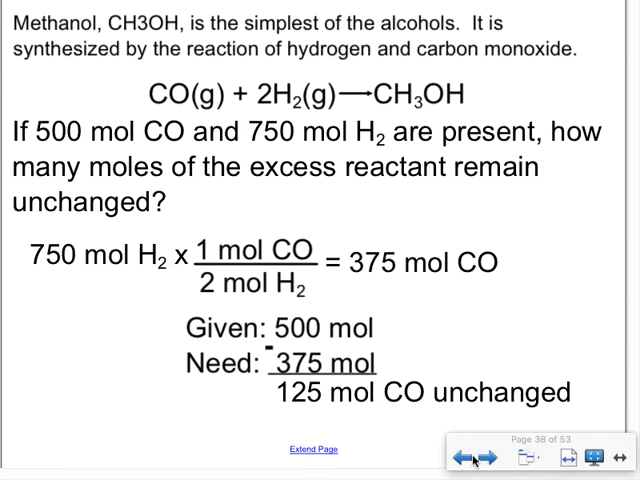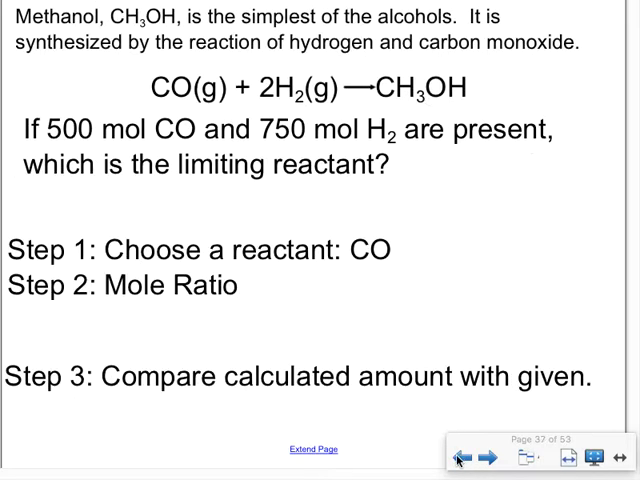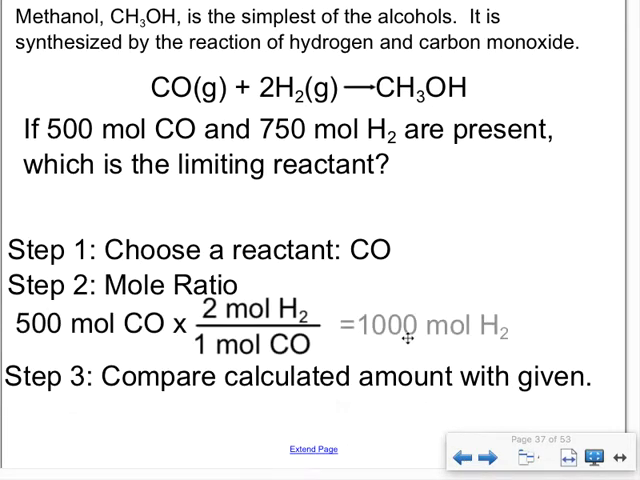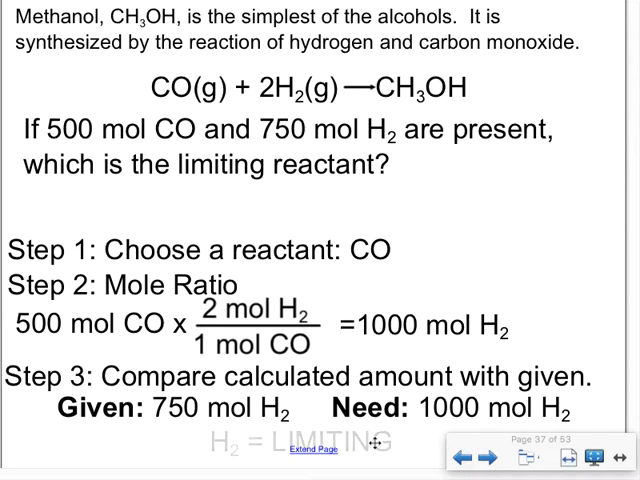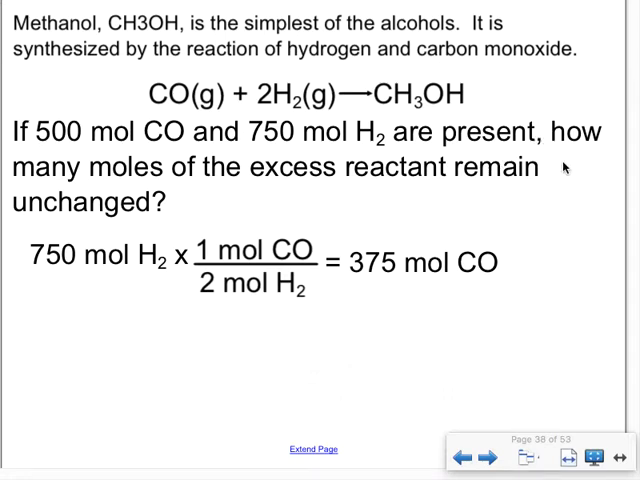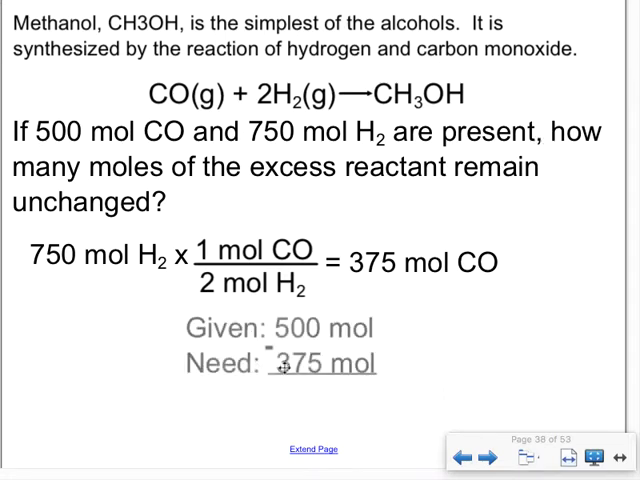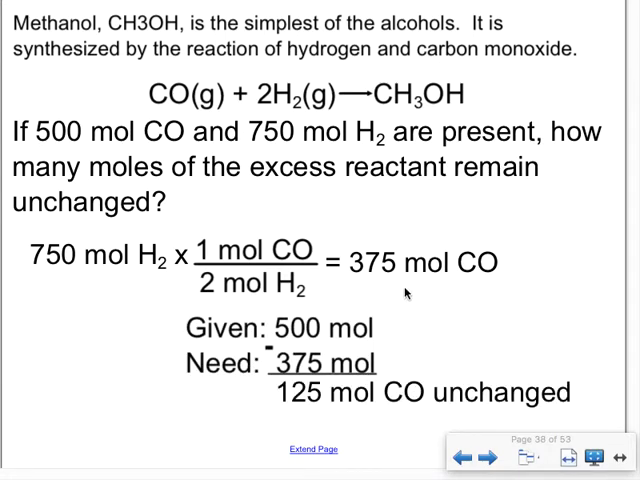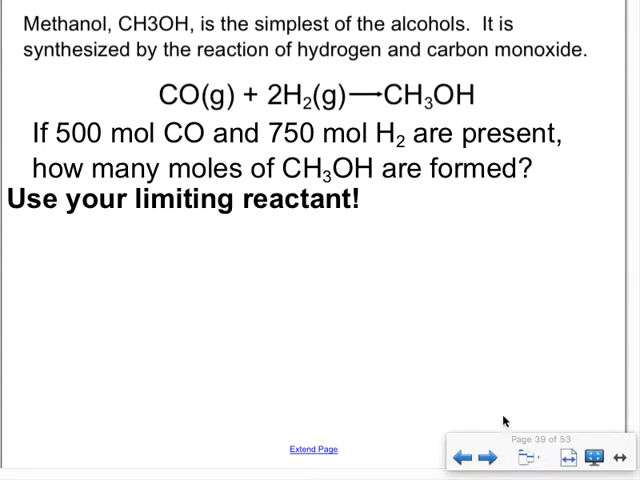So you see what I did there? All I did was, on this slide, we started with CO to get to H2, and we compared H2 to each other, and we knew that hydrogen gas was limited. And here I just kind of flipped it, but then I added a question, how many moles of that excess reactant remains? So I hope that wasn't too confusing.